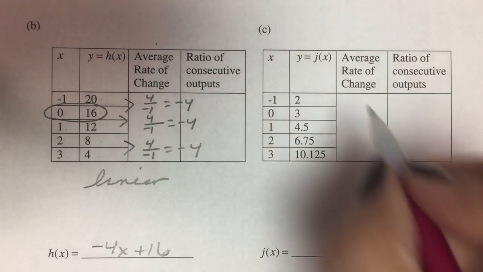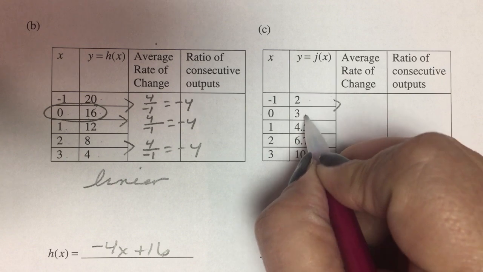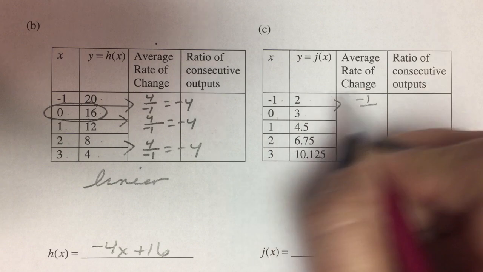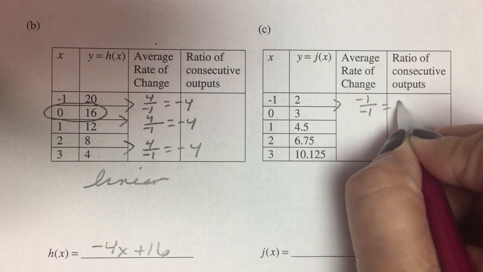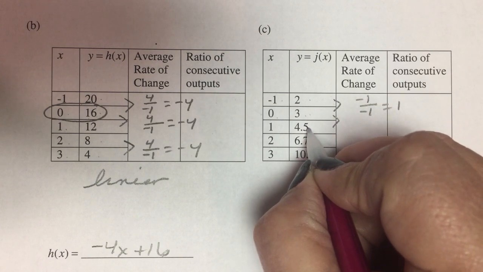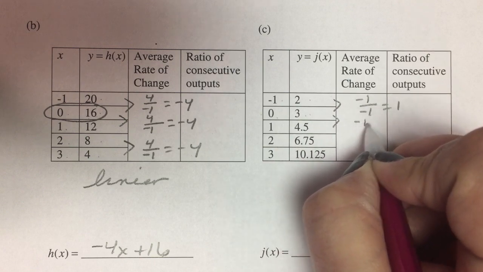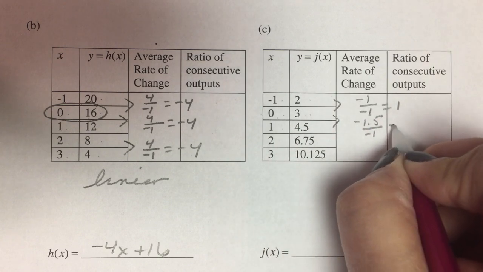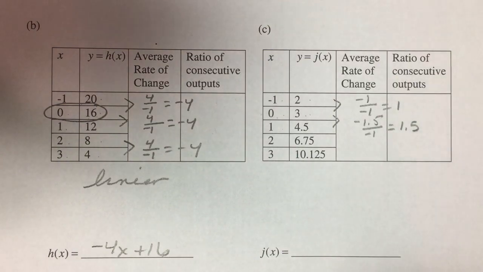So if we go ahead and do, again, that average rate of change, 2 minus 3 is negative 1 over negative 1 minus 0 is negative 1. So that's going to be positive 1. If I do these two, 3 minus 4.5 is going to be negative 1.5 over 0 minus 1 is negative 1. So that's going to be 1.5. So you can see it's not linear.